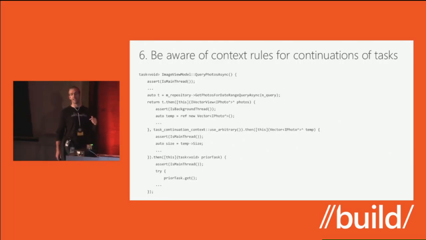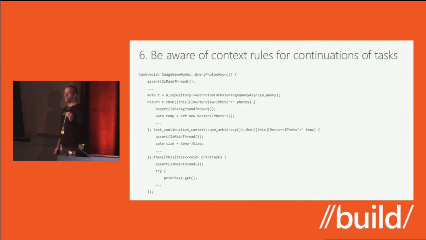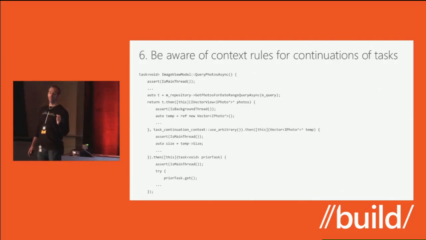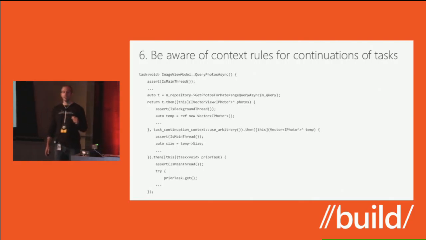If you look at how tasks and continuations work with the PPL in Windows 8 and the Windows runtime, whenever I create a task and I use an IAsyncInfo, like this get photos for date range, underneath the covers it's actually calling some file query API, and it returns an IAsyncInfo object that we're going to run. Whenever I run that, it's going to run in the context in which it was created. So if I'm creating this in the main thread, that thing is going to run in the main thread.